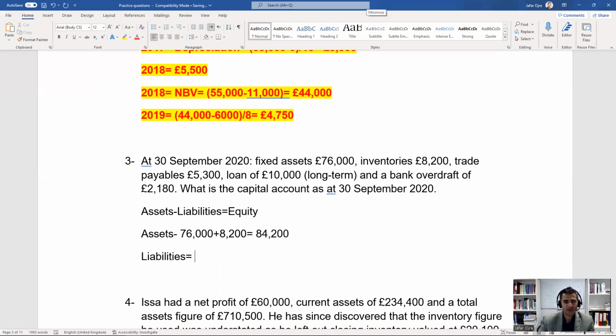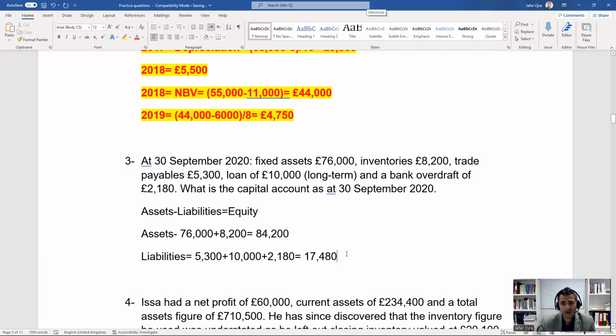Liabilities. So in liabilities, we have a trade payable. Trade payable, in particular, comes under current liabilities. We also have the bank loan. That usually comes under the non-current liabilities, 10,000. Also, we have the bank overdraft, and that comes particularly under current liabilities. So if you add up all the liabilities, 5,300 plus 10,000 plus 2,180, that makes 17,480. And that's the total liabilities.